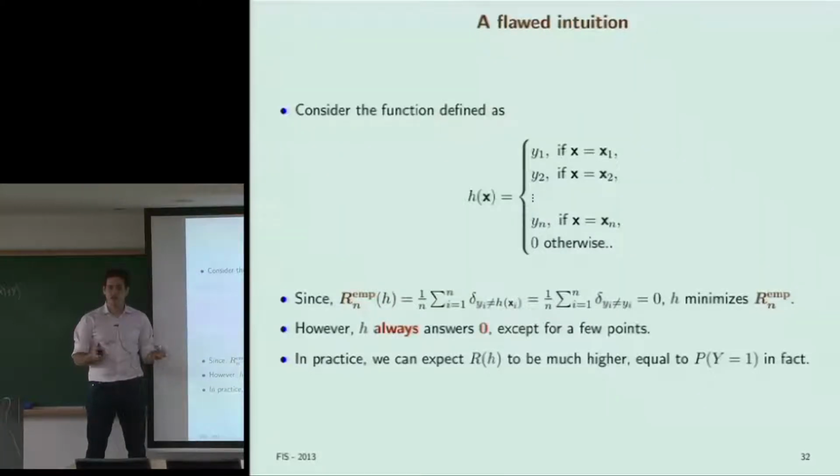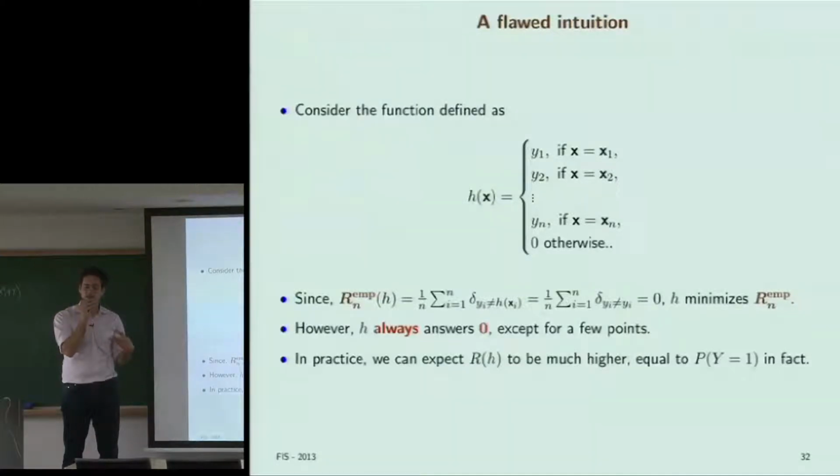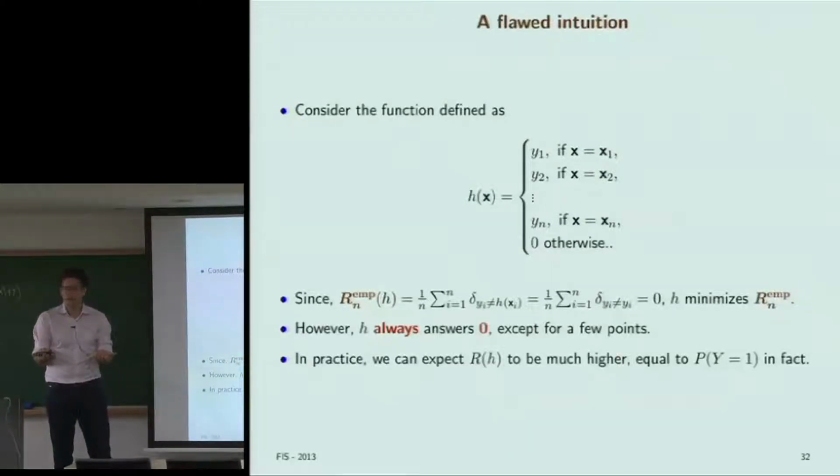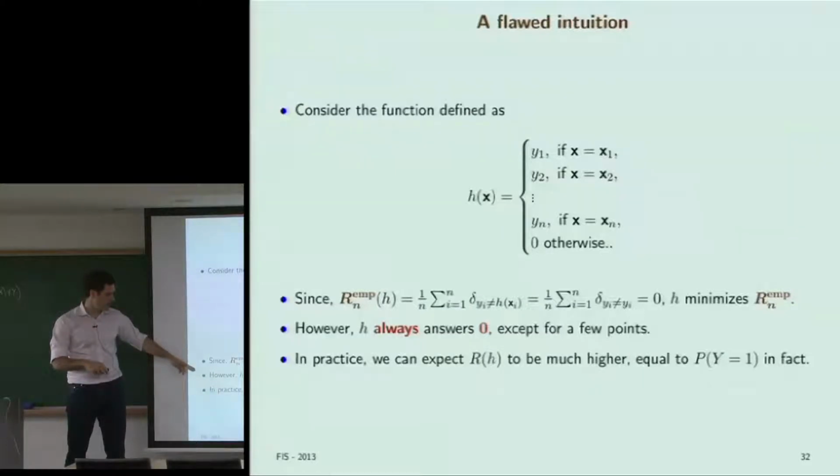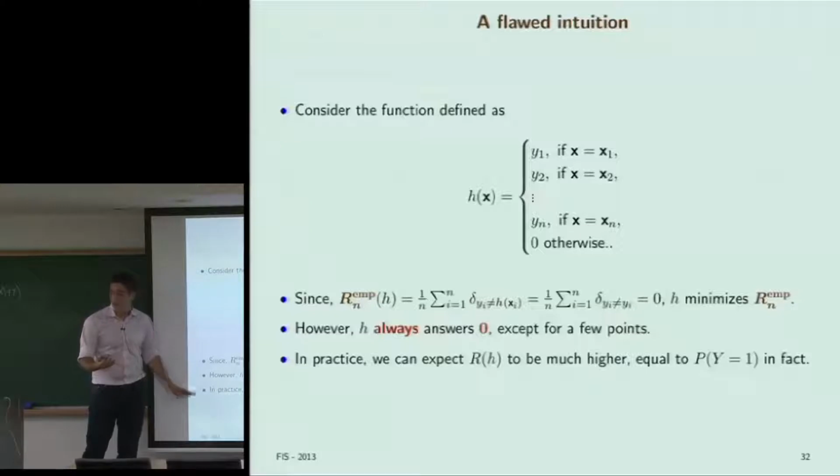If you just give me a database, I learn it by heart. That is, I just memorize the answer for each of the points that you gave me, and then completely forget the rest. Then at least on the database that you gave me, I will make 0 mistakes. Of course, I will make 0 mistakes on the answers that you gave me before, but it's very likely that I will make a lot of mistakes on new points, because they were not in the database to start with. Since I will always say 0, whatever the new point that you give me, it's very likely that I will make a lot of mistakes.